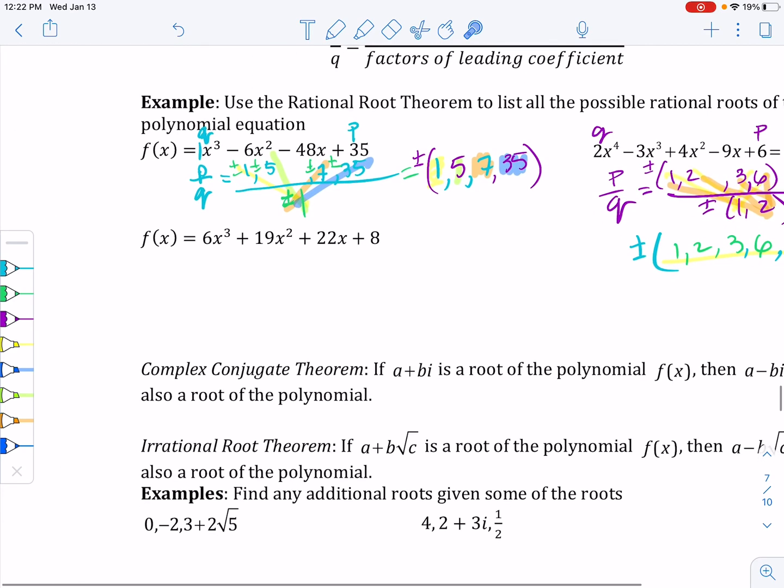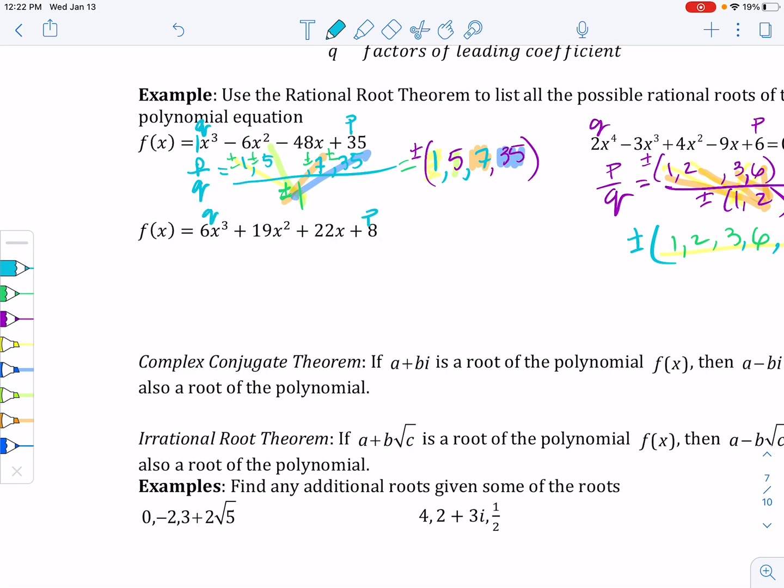Okay. So let's take a look at this one. This is our P, this is our Q. Remember, it's always the constant over the leading coefficient. So we do 1 and 8, 2 and 4. Those are all of our ones for 8. And then 6 is 1, 2, 3, and 6. So we're going to get a few more on this one because we have more bottom numbers.